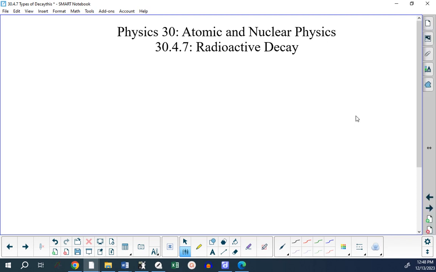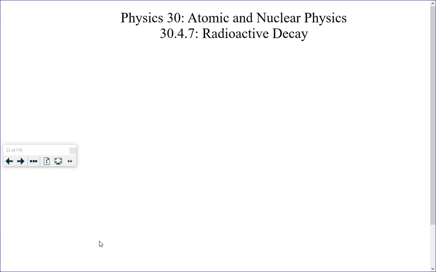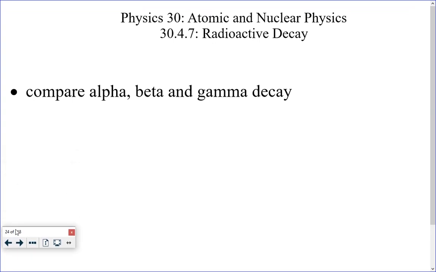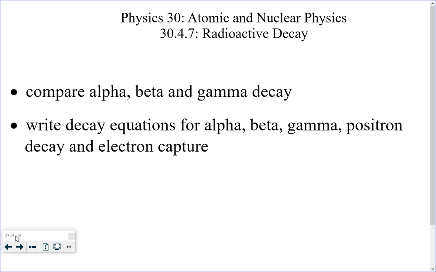We're going to be looking today and tomorrow at what's called radioactive decay. There are three main types of radioactive decay, and I say main types because there are other types of radioactive decay. The three we're going to be talking about are alpha decay, beta decay, and gamma decay. And if all goes according to plan, we will cover alpha and beta today, and then tomorrow we will be looking at gamma decay as well as positron decay and something called electron capture.